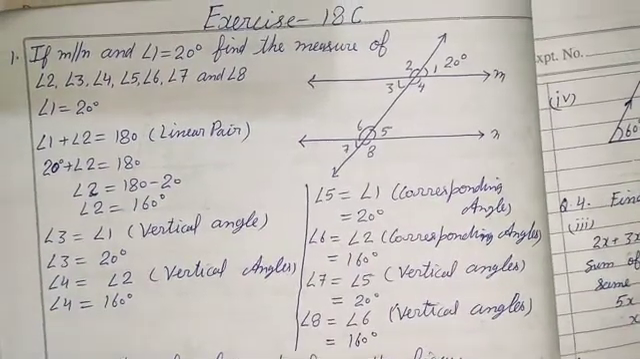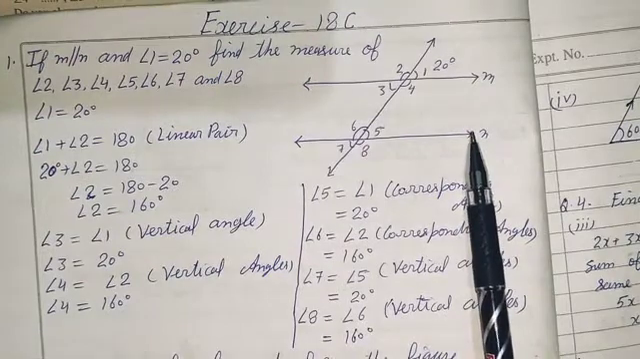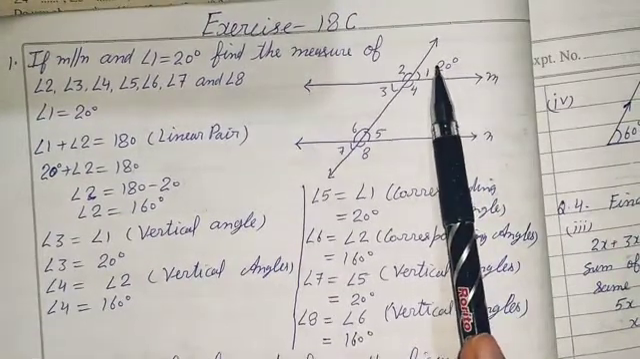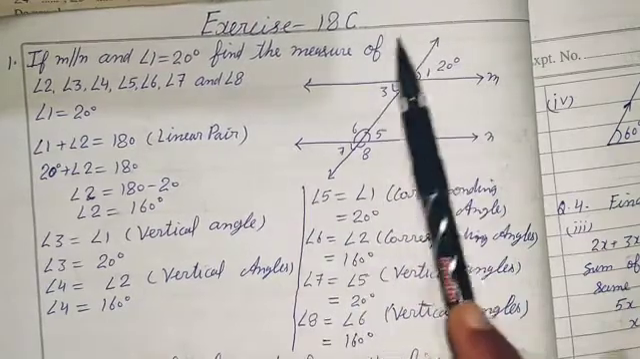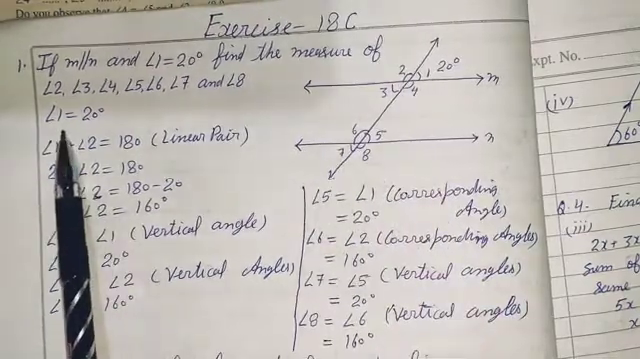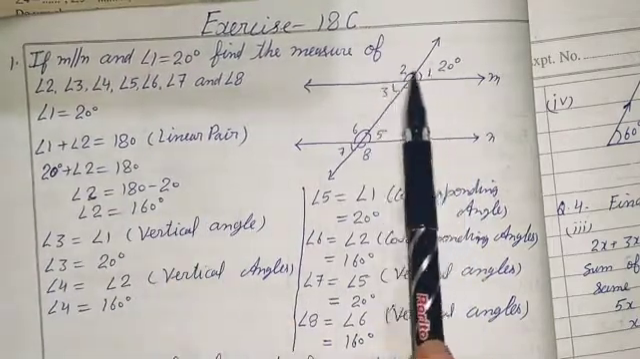Now exercise 18C. Here two lines are parallel to each other, M and N, and angle 1 is given as 20 degrees. So we have to find the measure of angle 2, 3, 4, means we have to find the measure of all the angles here. Since angle 1 is equal to 20 degrees, angle 1 plus 2 equals 180 degrees. 1 plus 2 is forming a linear pair here.